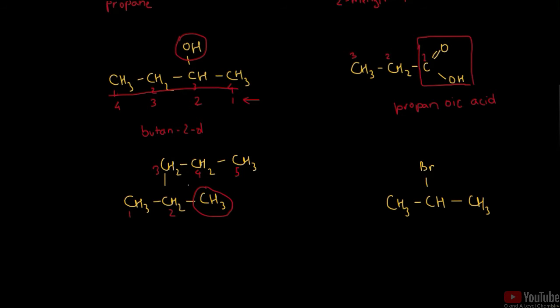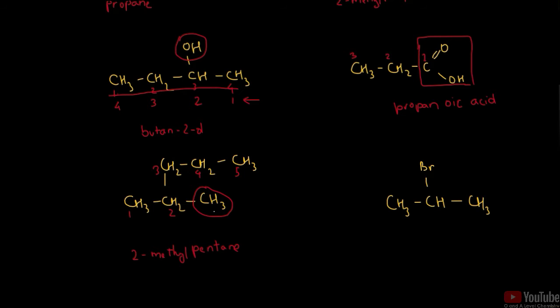So the way I would name it is the methyl group is on the second carbon, and I have 5 carbons in the chain, so it's going to be a pentane because of the 5 carbons, and the methyl group is on the second carbon, so I'm going to say 2-methyl.